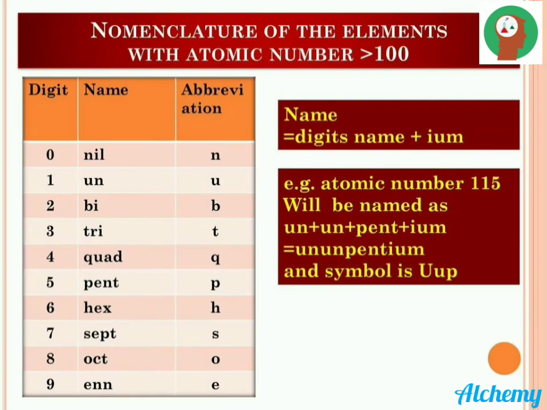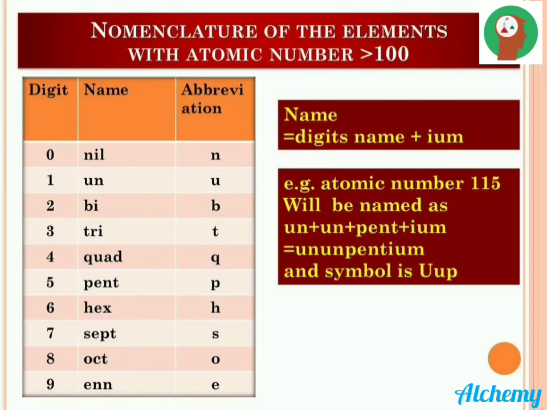Now we will discuss the nomenclature of elements with atomic number greater than 100. Each digit of the atomic number has a distinct name and a corresponding abbreviation. 0 is represented by the name nil and its abbreviation is n. Similarly, 1 is named un, 2 bi, 3 tri, 4 quad, 5 pent, 6 hex, 7 sept, 8 oct and 9 enn. The abbreviation is simply the first letter of the name.